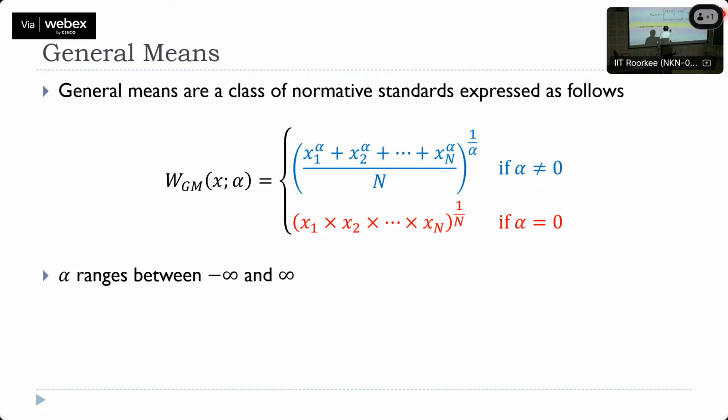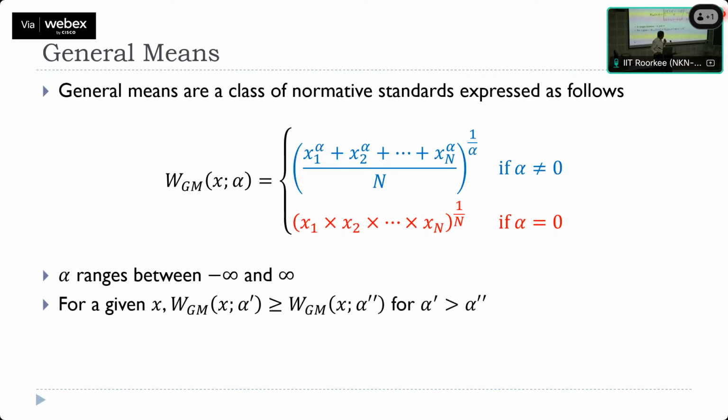For this one, use this functional formulation for alpha equal to 0. What is this? Have any of you seen it? It's the geometric mean. What about alpha equal to -1? Harmonic mean. So you see, it's a different kind of mean, but they are used in inequality measurement or income standard measurement. It turns out that if alpha is lower, then the value of the income standard becomes lower.